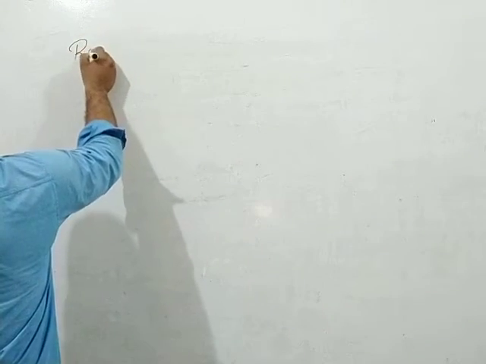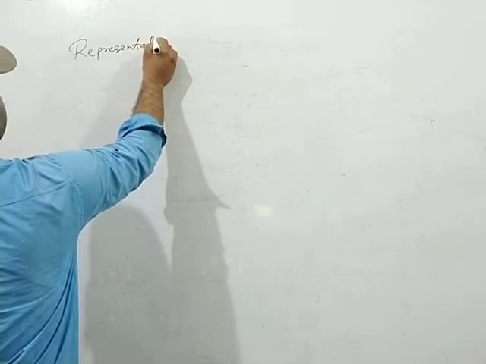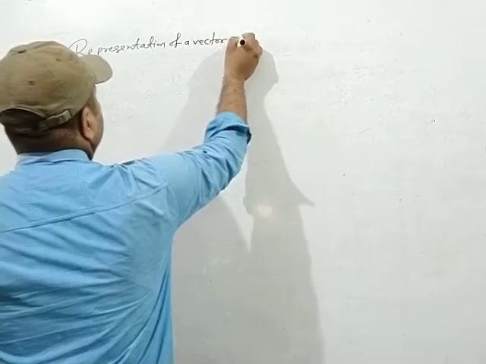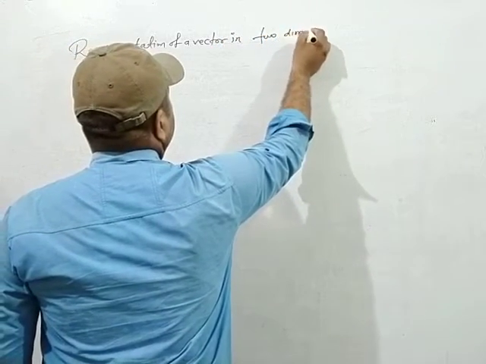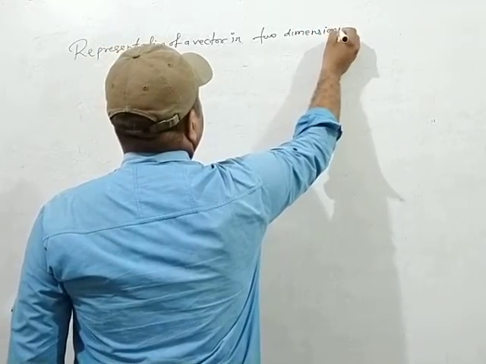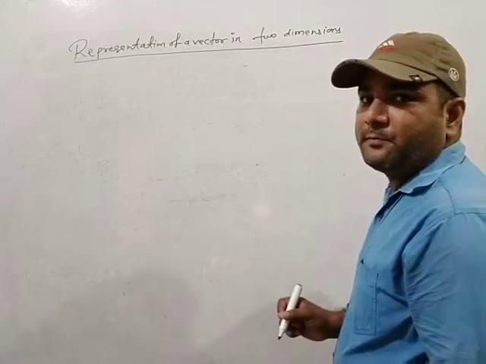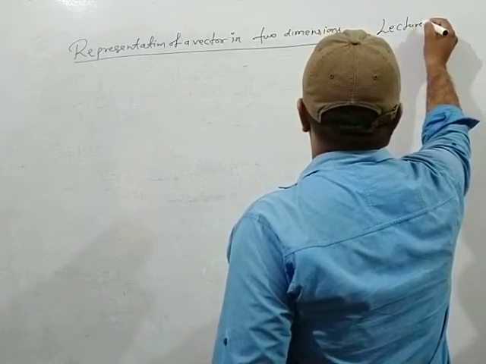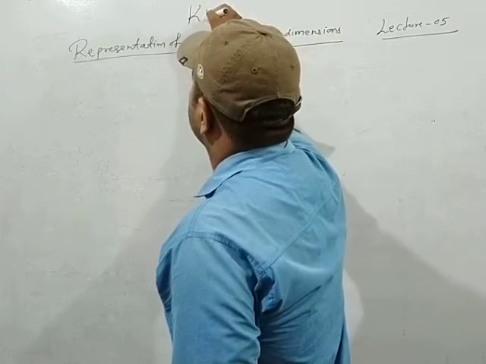First, representation of a vector in 2 dimensions. Representation of vectors in 2 dimensions. This is lecture number 5, kinematics.